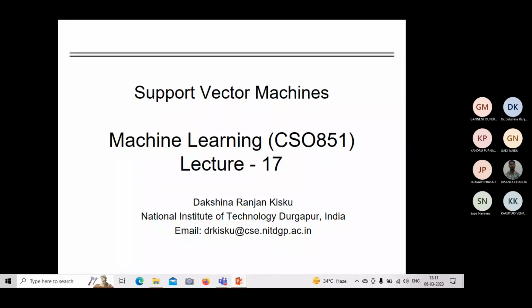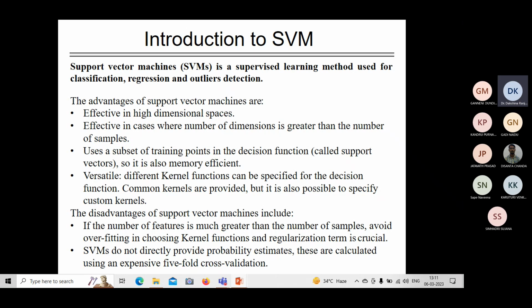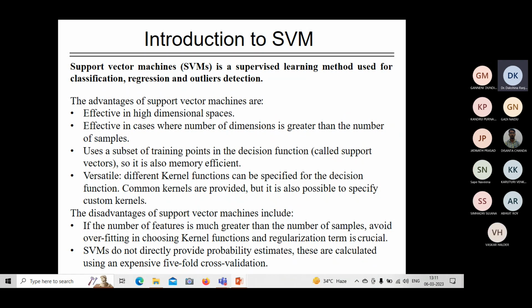So, this is known as support vector machines. Support vector machine is another supervised learning method which is used for classification, regression, as well as outlier detection. The primary tasks of support vector machine are classification, regression, and outlier detection. Most of the time support vector machine is used for classification, but for a few tasks, support vector machines can be used for regression and outlier detection.